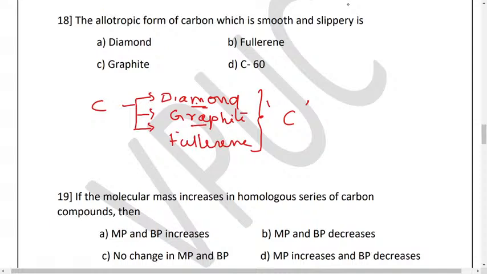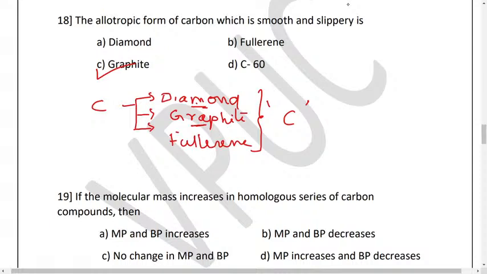And if you consider graphite, dear students, we know that graphite is an allotropic form which is very smooth and slippery because of a weak force of attraction between the layers of carbon atoms. That means in between the layers a weak force of attraction exists, and because of that it shows a slippery nature. So the allotropic form of carbon which is smooth and slippery is graphite.